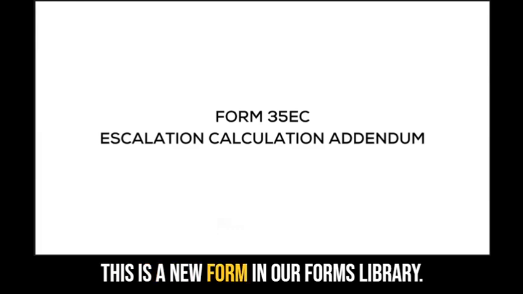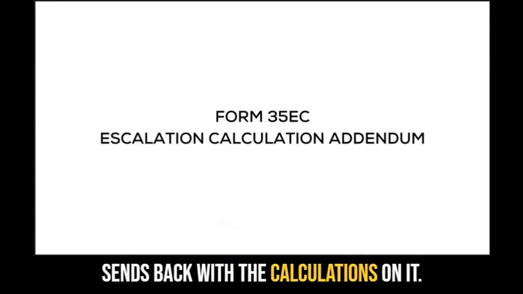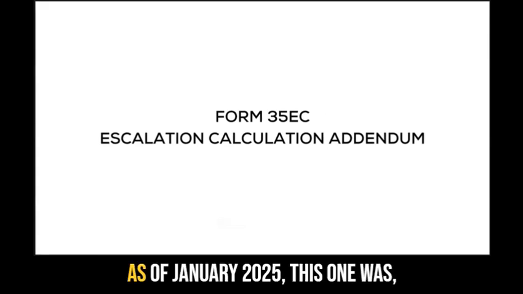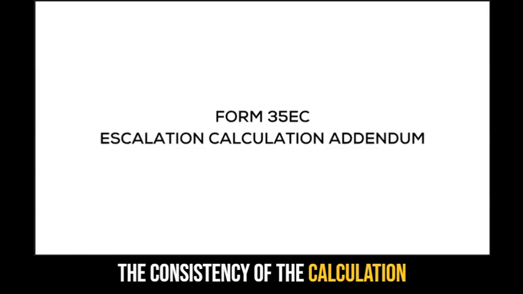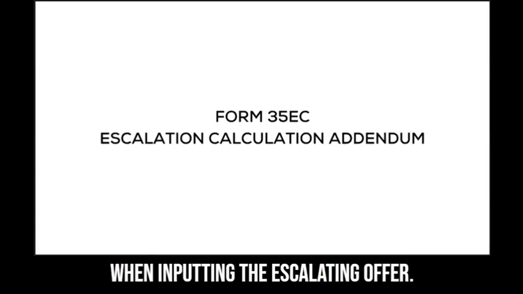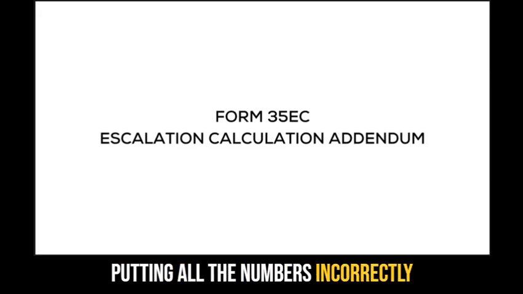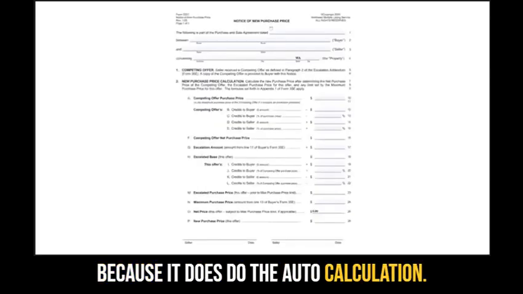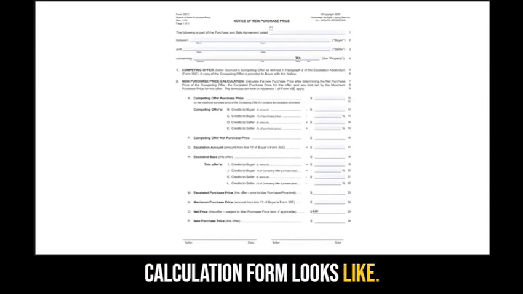This is a new form in our forms library. The form 35C is a form that the seller sends back with the calculations on it. As of January 2025, this form was created to create the consistency of the calculation when inputting the escalating offer. We just need to make sure that we're putting all the numbers in correctly because it does do the auto calculation. Now, this is what the calculation form looks like.